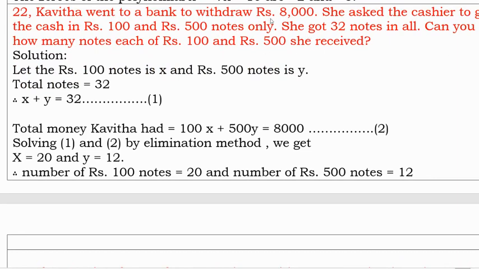Kavita went to a bank to withdraw 8,000 rupees. She asked the cashier to give the cash in 100 rupees and 500 rupees notes. She got 32 notes in all. Can you tell how many notes each of 100 and 500 she received?